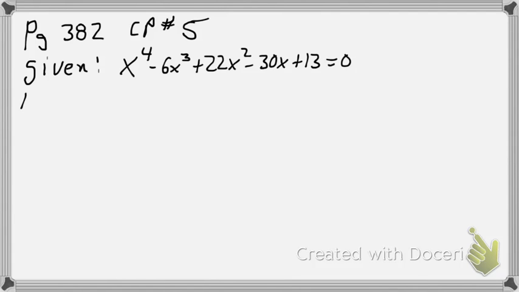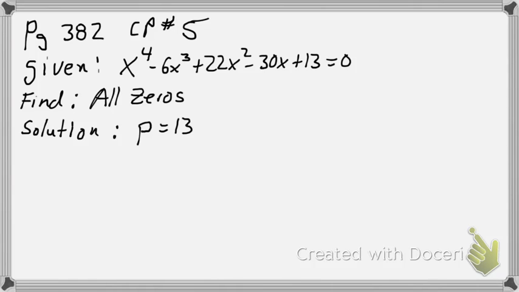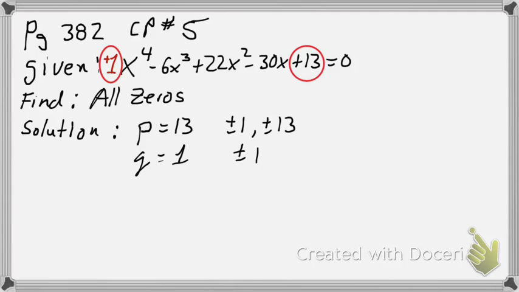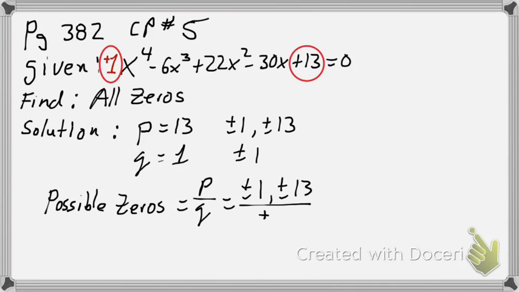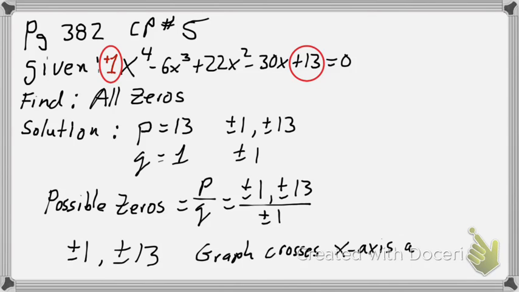Let's do checkpoint 5. Let's do our p's and q's. Use our lead coefficient and the constant of the polynomial. Okay, we're left with four possible numbers. Positive 1, positive 13, negative 13.